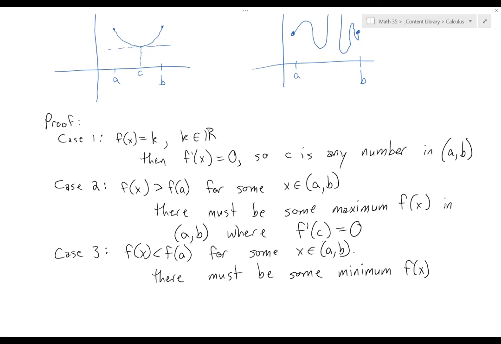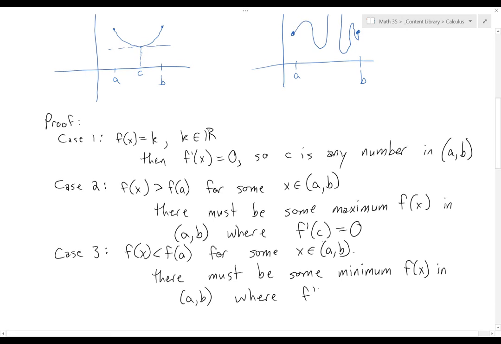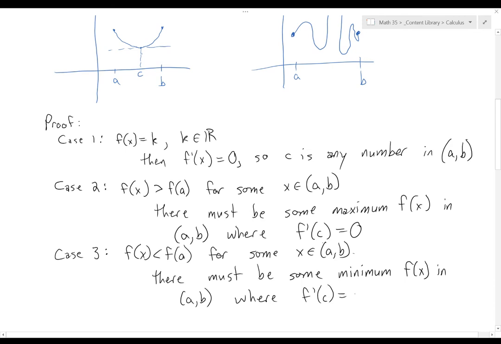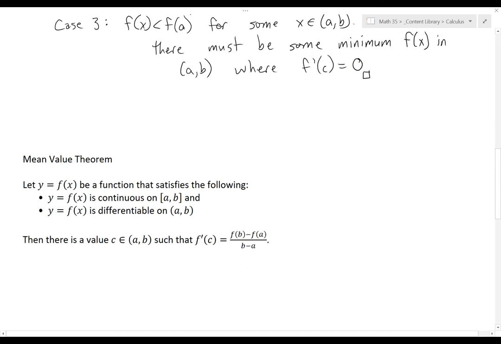So there has to be a minimum, or off to negative infinity in this case. So there has to be a minimum in that interval, and at that minimum, f prime at c would have to be 0. So this seems like kind of a trivial result, and it basically is, but it's the starting point, sort of the special case of the mean value theorem, which is pretty important.